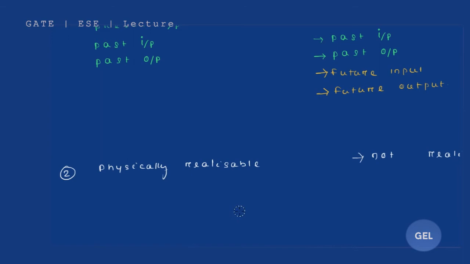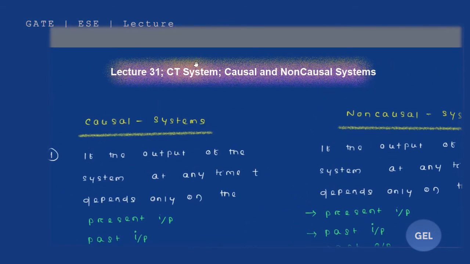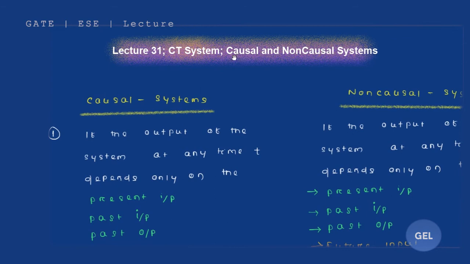Hi, welcome to GATE ESE lecture. We are in lecture number 31, in the continuous time system module, and here we are going to discuss causal and non-causal systems. I'm not talking about signals. For signals, we know what a causal signal and a non-causal signal are, but here we are going to study causal and non-causal systems. An extremely important topic.